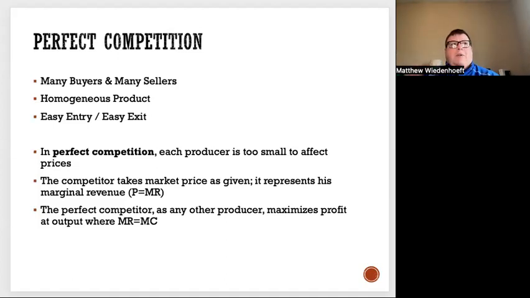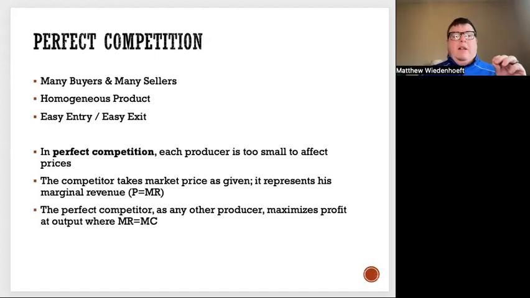I mean, look at the t-shirt apparel company. How many at-home moms are making t-shirts with their Cricuts now? The hockey jersey market's flooded with individual people because it's easy to get in and out of. In perfect competition, each producer is too small to affect prices. So who makes the price then? Is it the market or the seller? Well, the buyers make the price in perfect competition because there's so many competitors, they can't affect the price enough to make a difference on the total market.